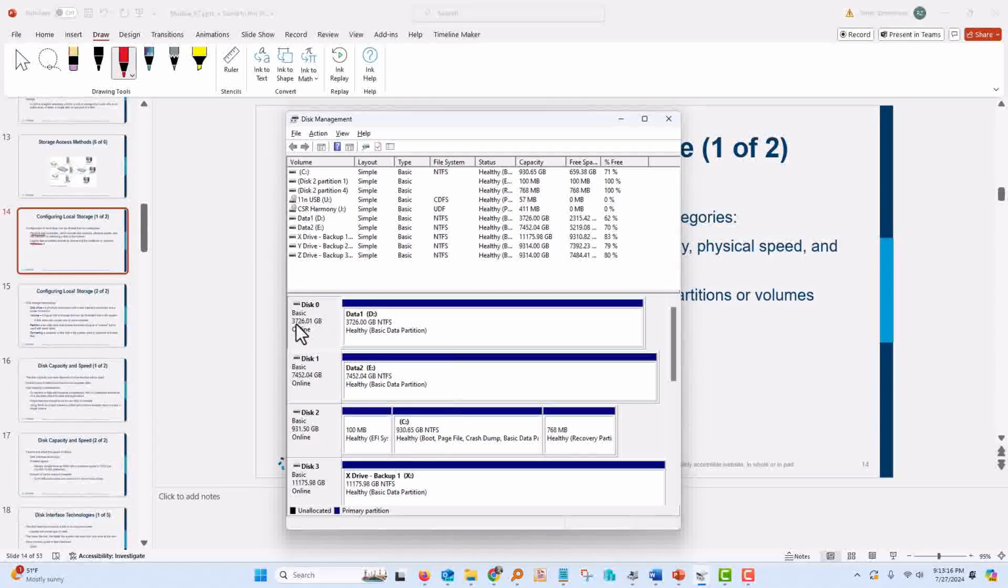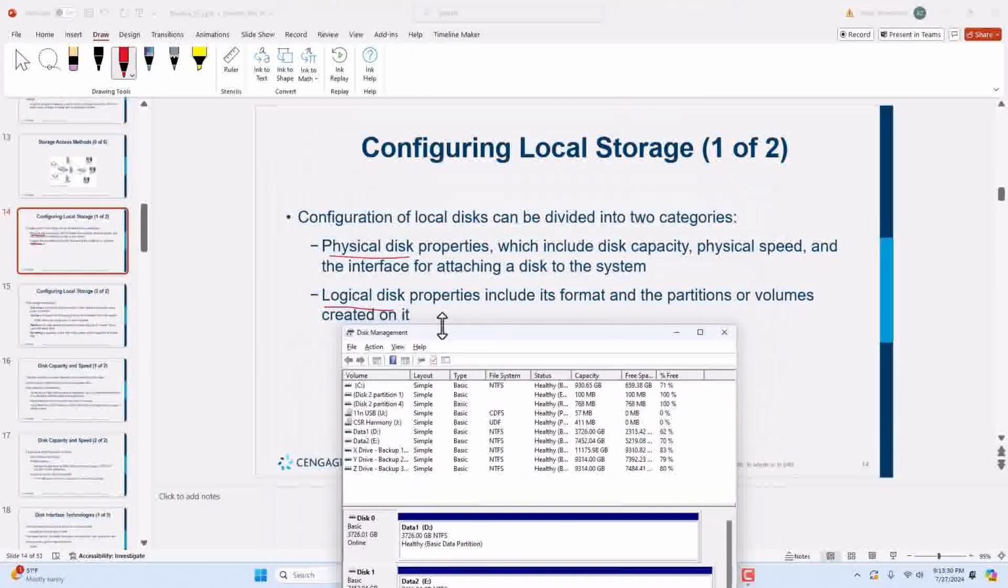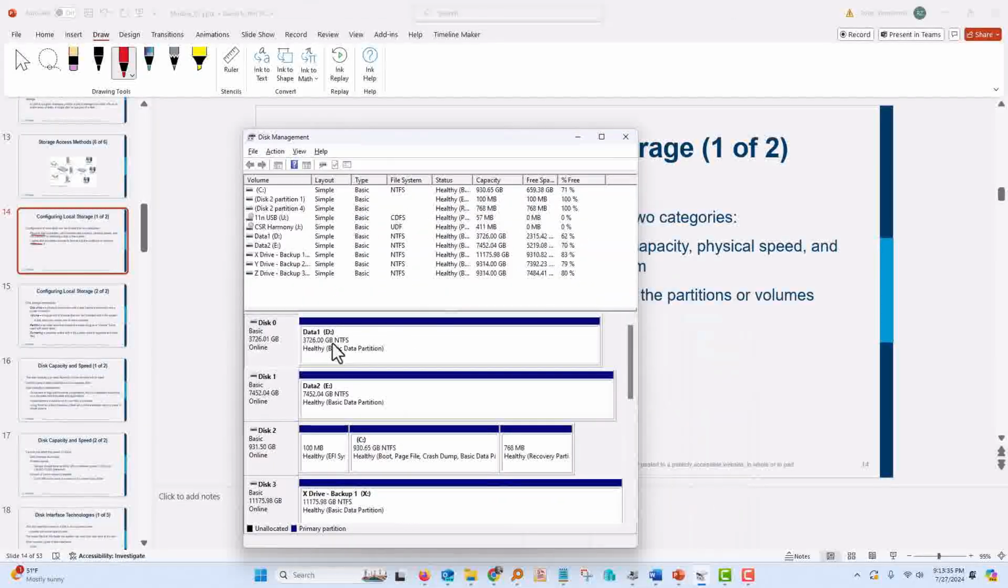Here you can see the size of this disk. So this is about a 4 terabyte disk. This has one partition on it. Now, I should say, to make it more clear here, one logical disk on it. And it says basic disk partition. Disk 1 here also has one logical disk. It's probably about an 8 terabyte disk here.